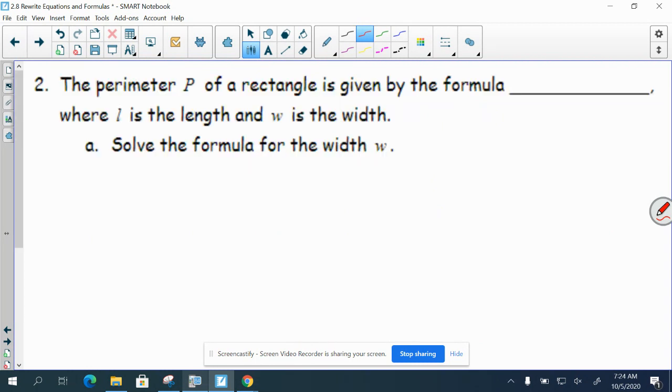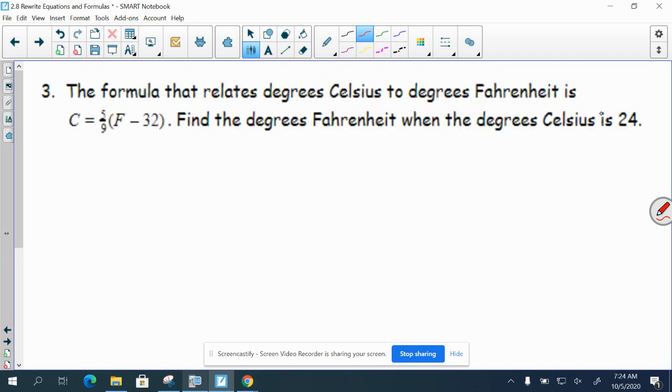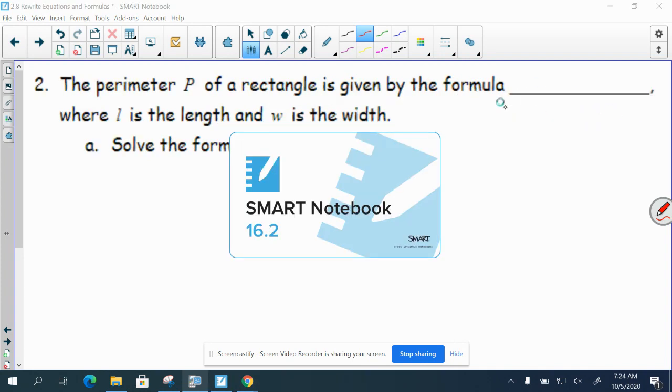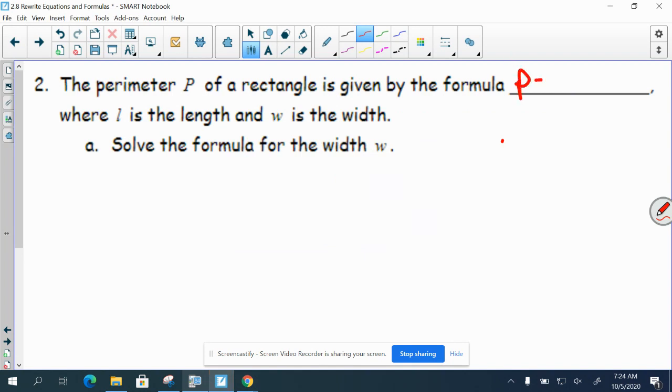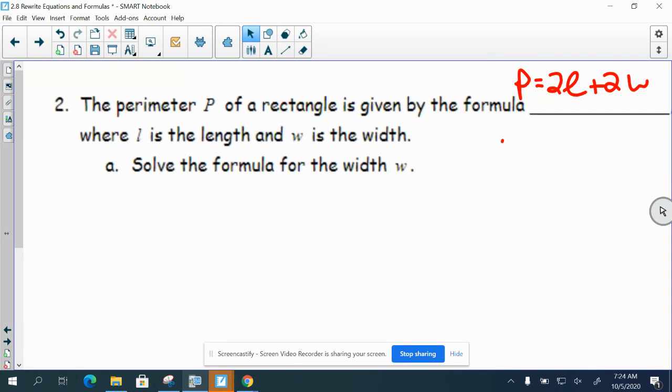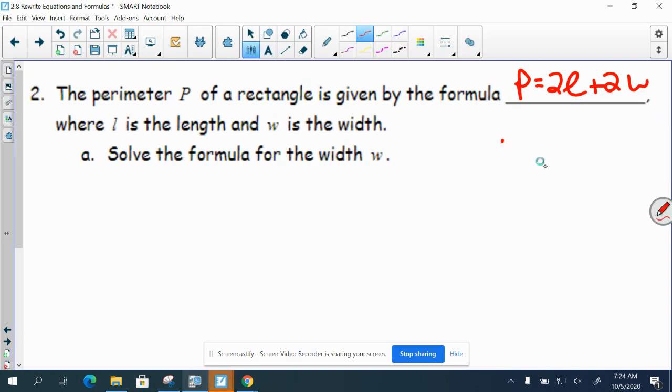Okay, number 2. The perimeter of a rectangle is given by the formula: perimeter equals 2 times the length plus 2 times the width, right? You have a rectangle. Here's the length and the length, and here's the width and the width. So you have 2W's plus 2L's. Solve the formula for the width.